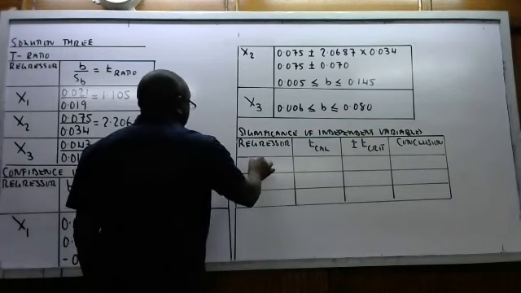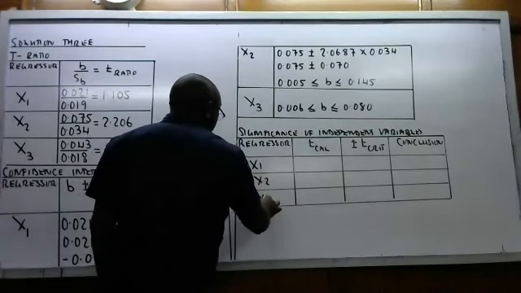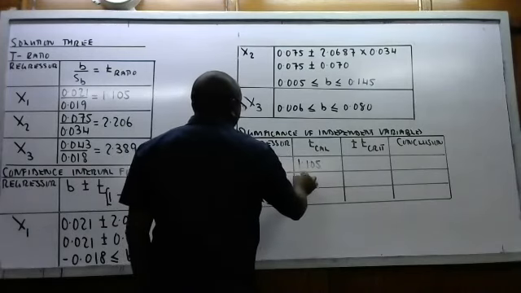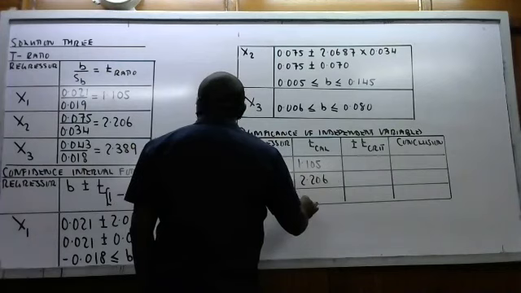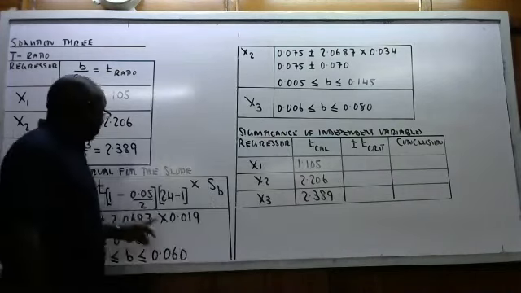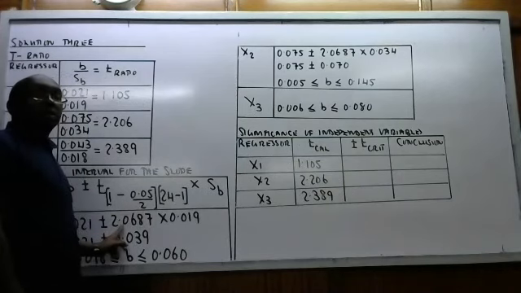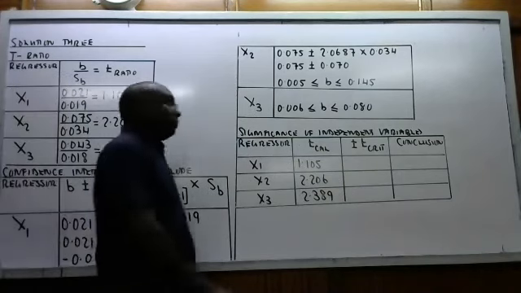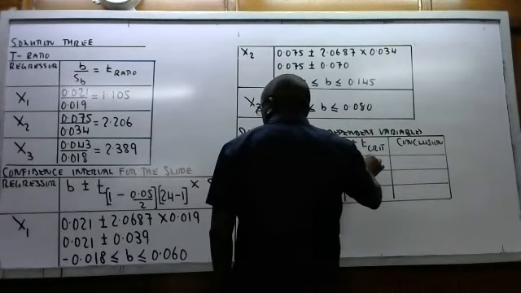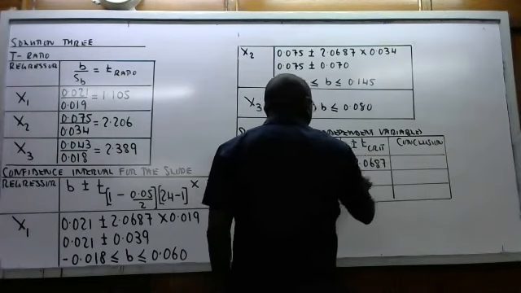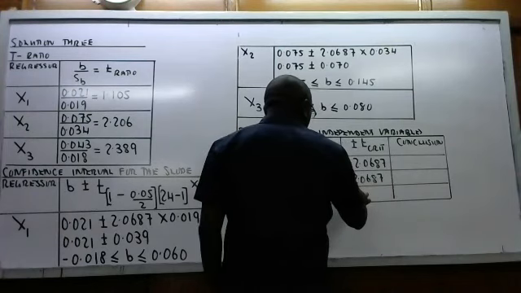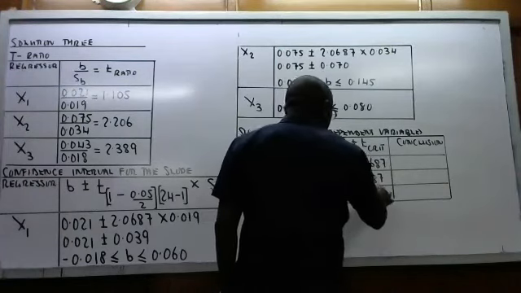So x1, x2, x3. The calculated values we have are 1.105, 2.206, 2.389. The critical value is so much. This is the critical value, the one that you read from the table. So plus or minus 2.0687, plus or minus 2.0687, plus or minus 2.0687.